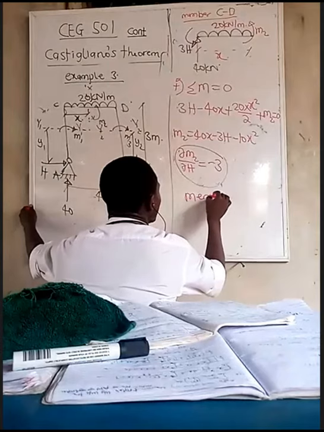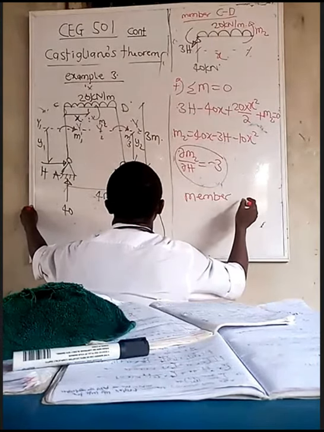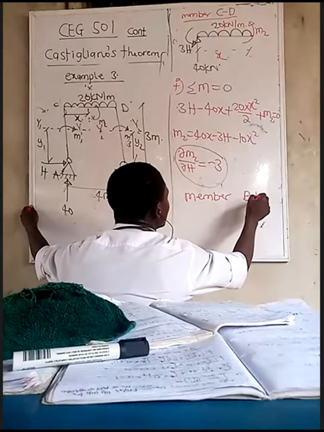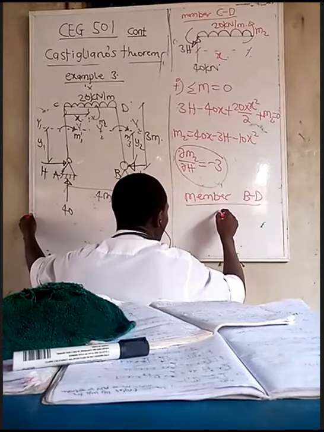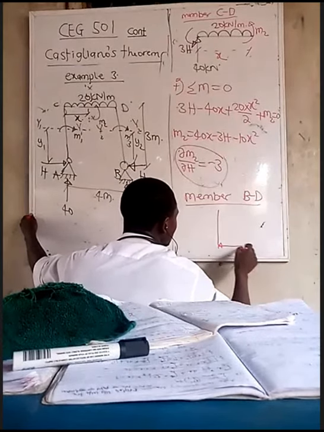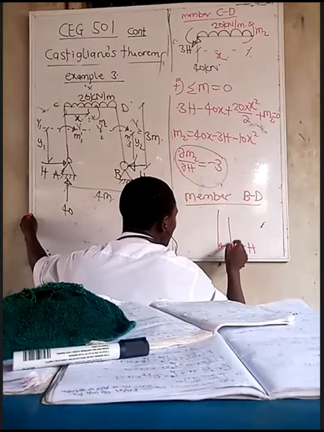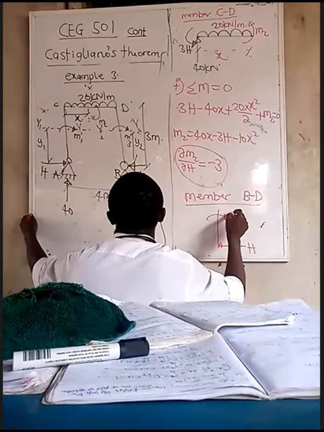Member BD. So we are going to have this, H Y2, M3.